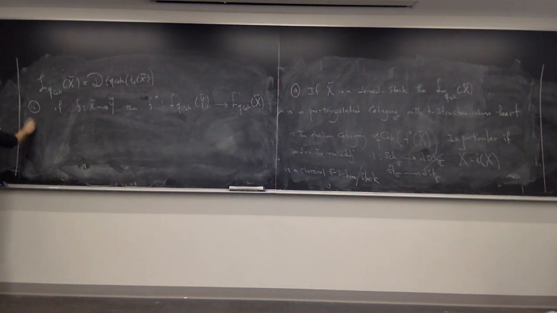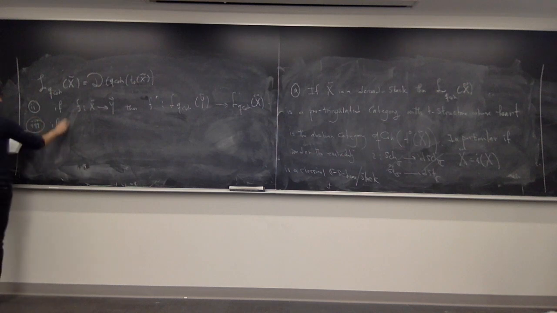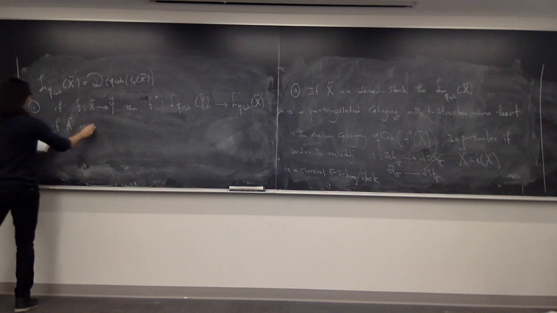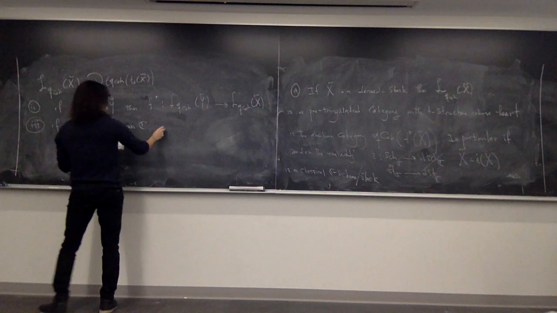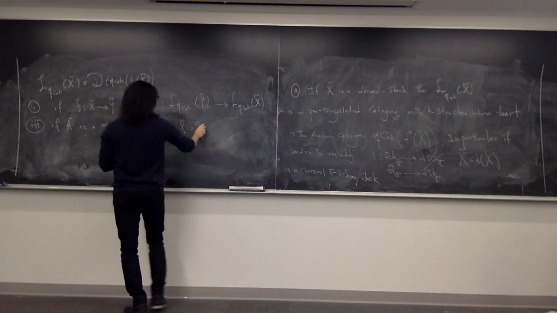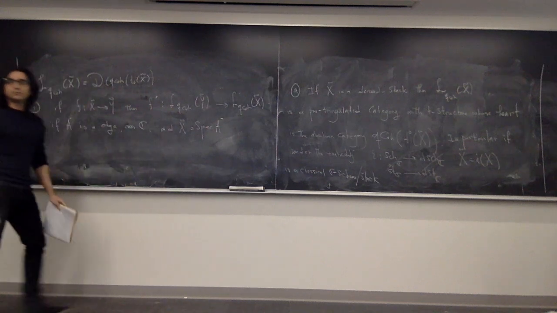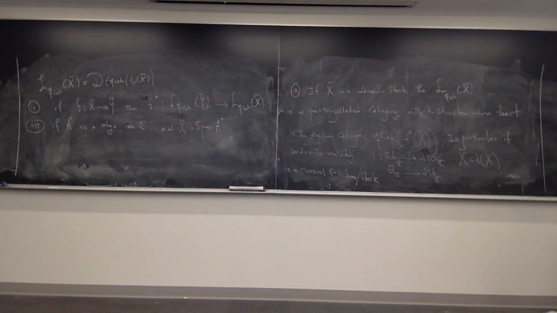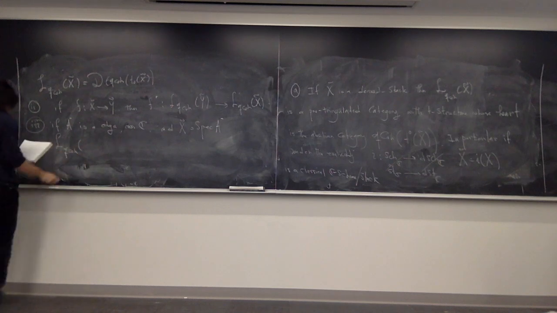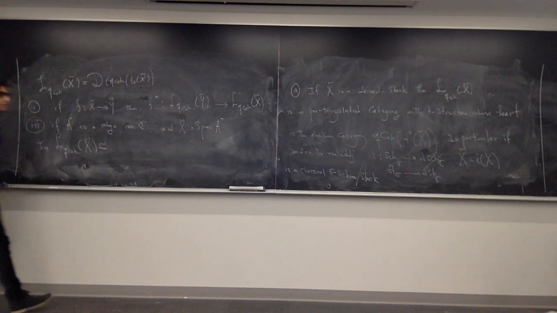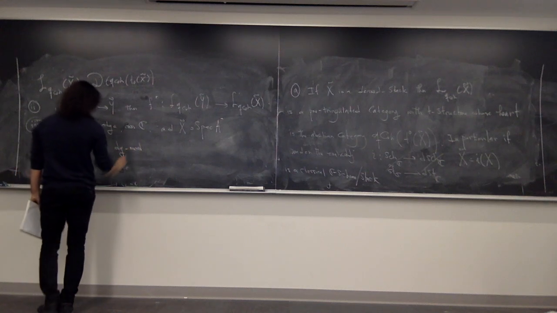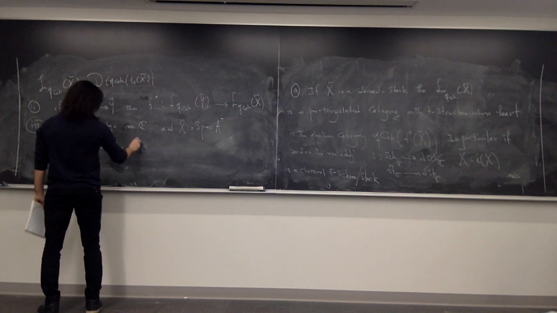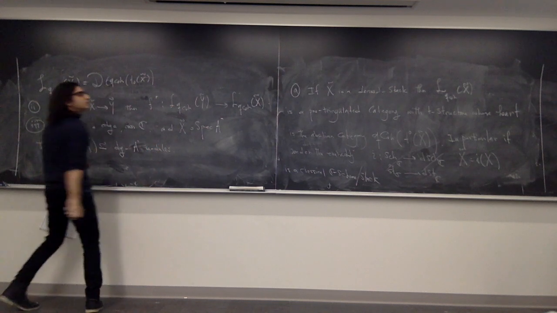And part 3, if A dot is a CDGA over C, and X tilde is the spectrum of this CDGA, so it's a DG scheme or a derived affine scheme, then L quasi-coherent of X tilde as a category is equivalent to the category of DG A dot modules.